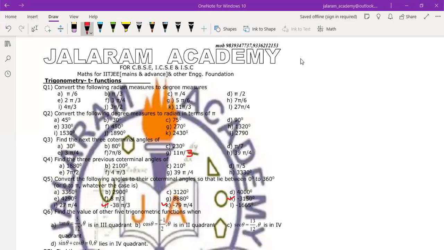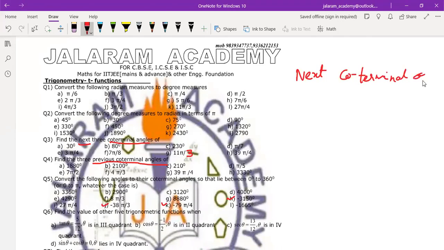So in the previous session, students, we have discussed the angles in trigonometric functions and their units. Welcome back. Today we will discuss some questions related to them and some important terms like coterminal angles. We discussed coterminal angles in the previous session, but one more important thing is there: next coterminal and previous coterminal angles.